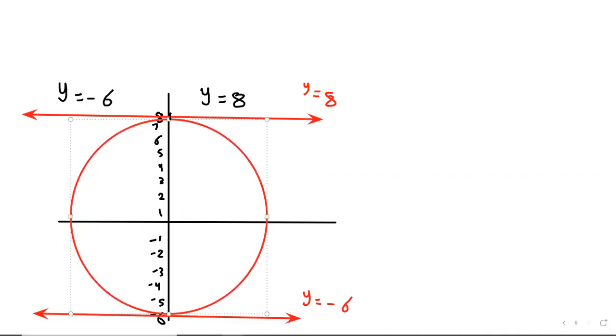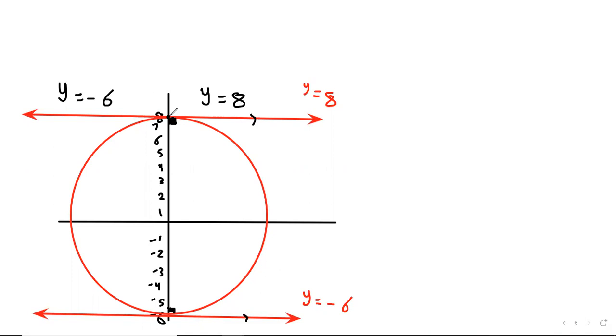Okay. What does it mean? From your previous knowledge, you know that the tangent is perpendicular to the radius. And the tangent here is perpendicular to the radius. And the two tangents are parallel. I want to find the radius length.